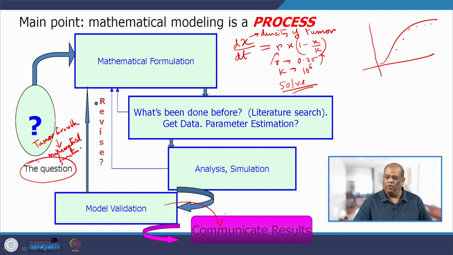If not, if you get a curve which does not match the data, then you go back to the drawing board, you change the model, and then the process follows. So, that is how your mathematical modeling works. So, what is a mathematical model? Basically, it is the description of this real life scenario in terms of mathematical expressions.